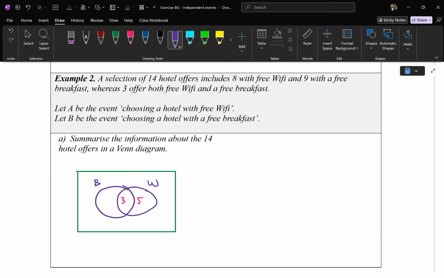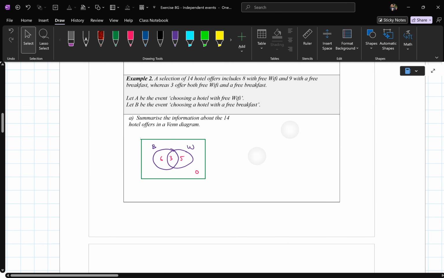And what's the other one? 9 has to have free breakfast. So if it's 9, that means this has to be 6 for breakfast. But 6 plus 3 is 9. 9 plus 5 is 14. And there are 14 hotels. All right. So that means there must be nothing that fits within that. So there's no hotels that don't offer either one of those. So I've done my Venn diagram.